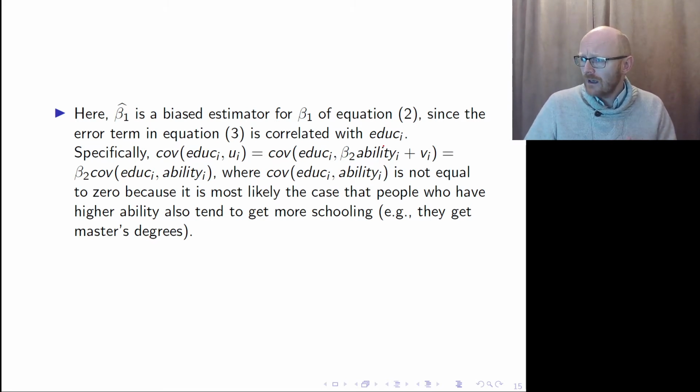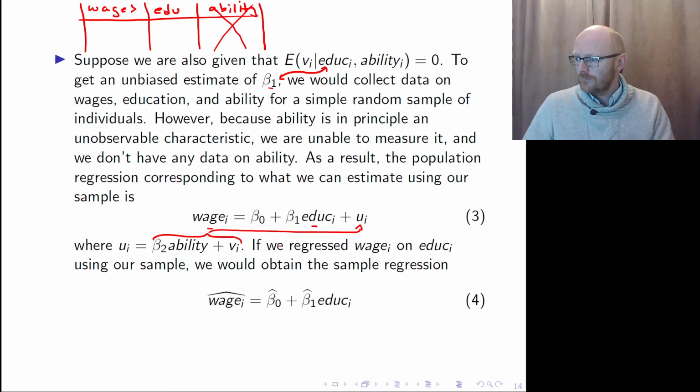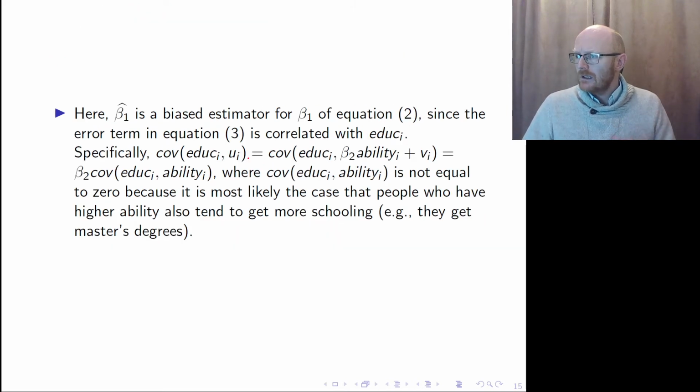So what we have is that this covariance between education and the population residuals, from equation 3, is equal to the covariance between education and the old uncorrelated residuals and the population slope of ability times the level of ability, right?